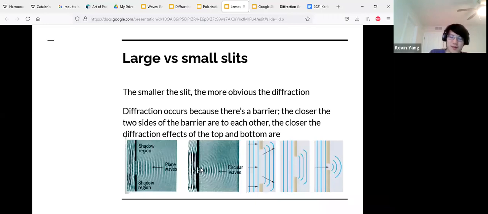But whenever the slit is really thin, we're going to see that this wave is going to bend around the wall a lot. The smaller the slits, the more diffraction there is in general. Does anybody have any questions about the previous two slides?